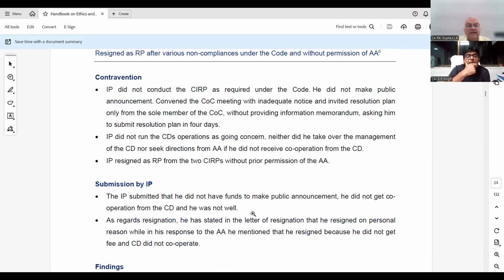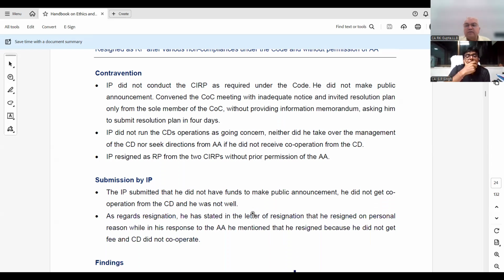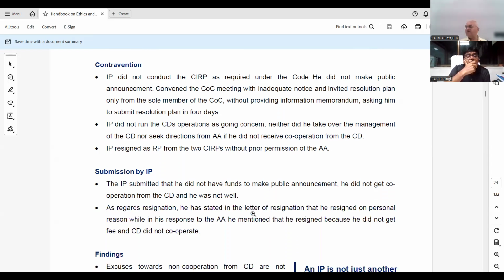The IP submitted that he did not have funds to make public announcement, because public announcement you have to make from your own funds. Because at that time there is no COC. He did not get cooperation from the CD and he was not well. As regards resignation, he has stated in the letter of resignation that he resigned on personal reason, while in his response to the AA, he mentioned that he resigned because he did not get fees and CD did not cooperate.